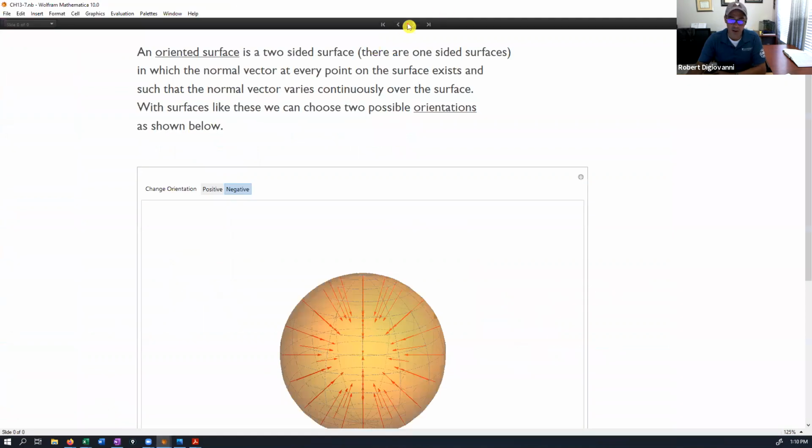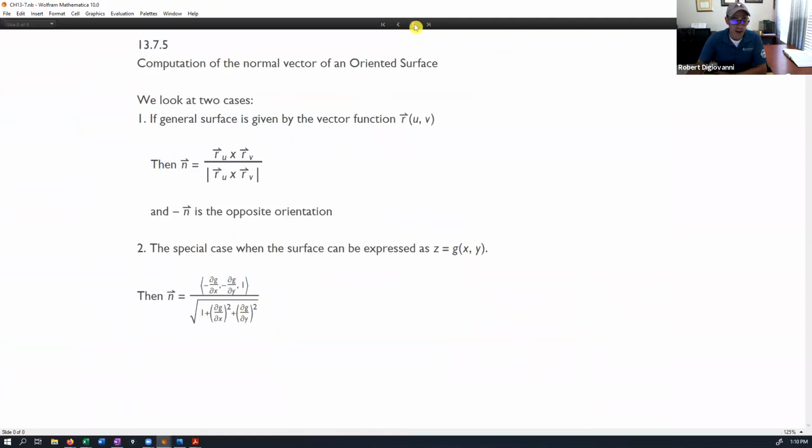Okay, so we talked about oriented surfaces, and then we talked about how you compute the normal vector for a surface. We talked about that in the previous class, where you take the two partials of your vector function, cross them, and then divide by its own length. Then this normal vector not only is perpendicular to the surface, but it also has unit length. So it's a unit normal vector, length of 1.